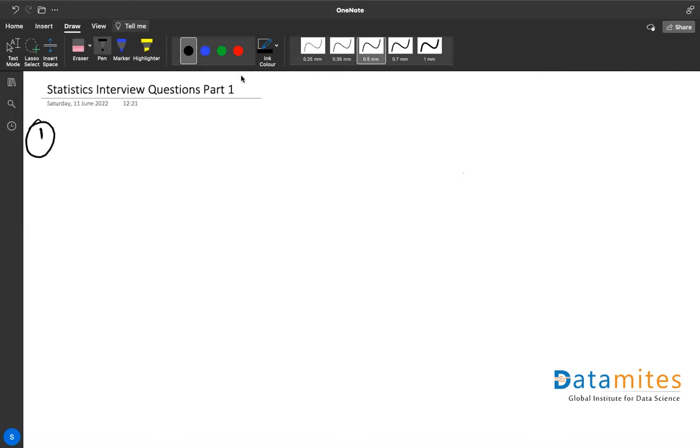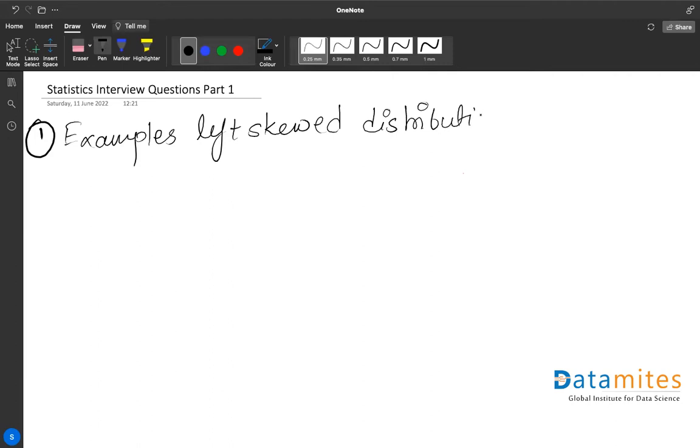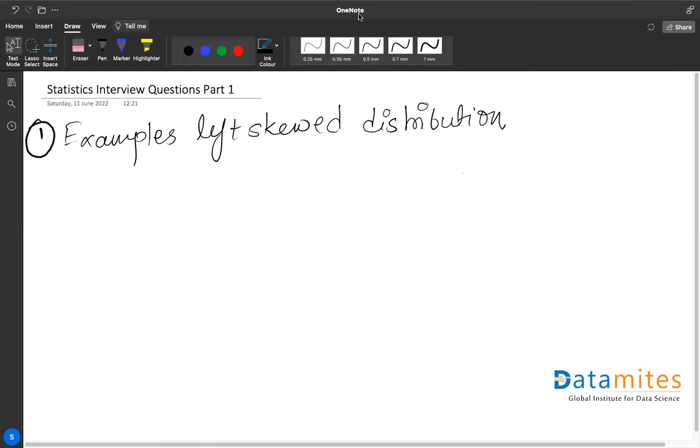So the question first was examples of left skew distribution. I got an answer from Sumit only. I'll wait for one more minute. Guys, please don't listen to what I'm saying, just do what I'm trying to say. People are joining late, so for them I'm repeating again that we need to find out which particular variable follows left skewness.